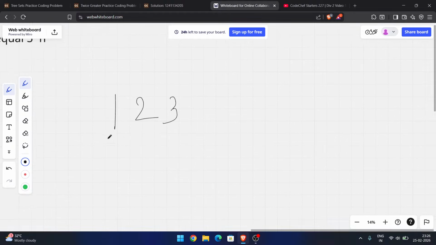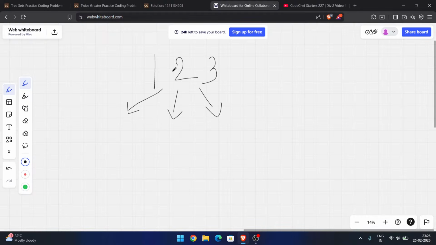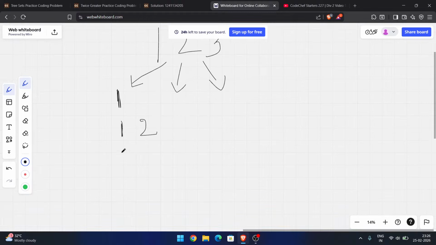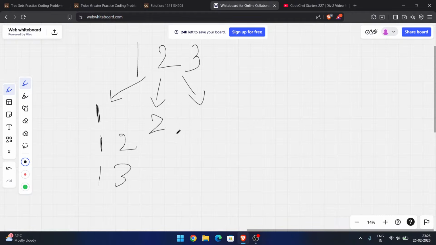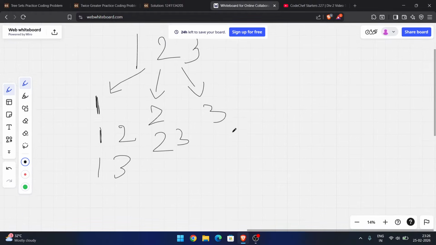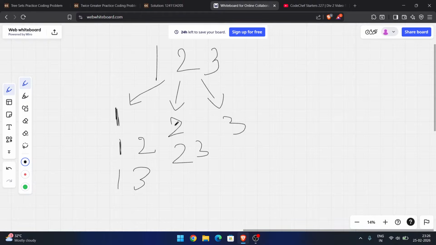So what are we told? We are told to make all the subsequences from this. Okay, so what would it create? How many subsequences would it create? One would be 1. The second can be 1, 2. The third can be 1, 3. Okay. Fourth can be 2, then 2, 3, and 3. So how many subsequences have we made? So there would be 7 subsequences.